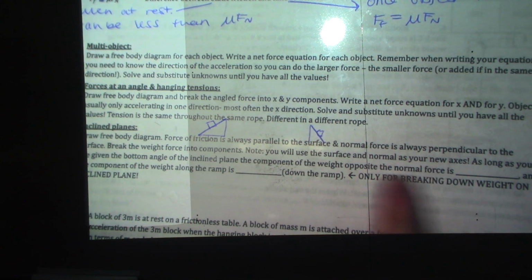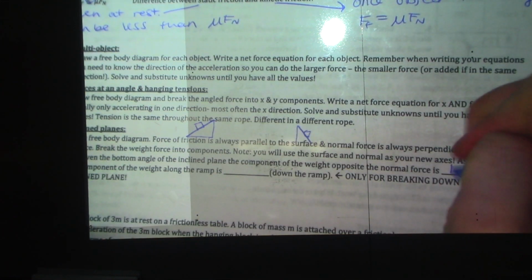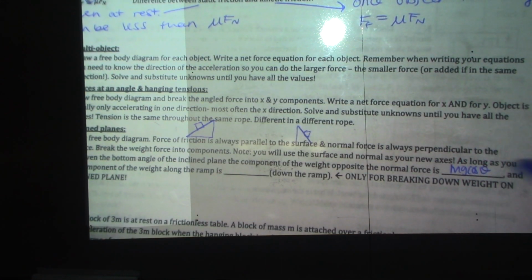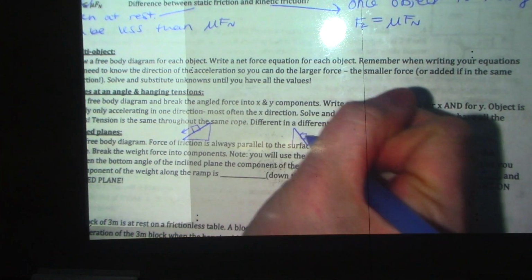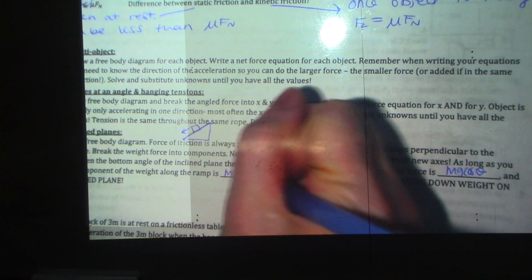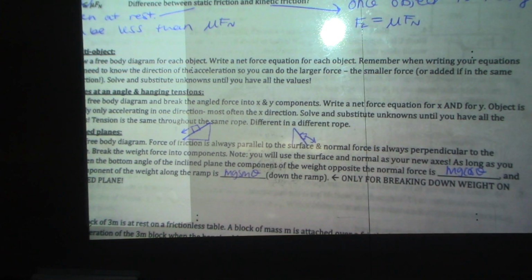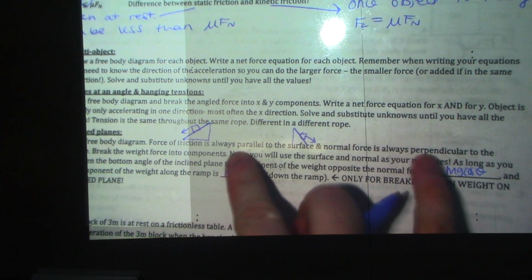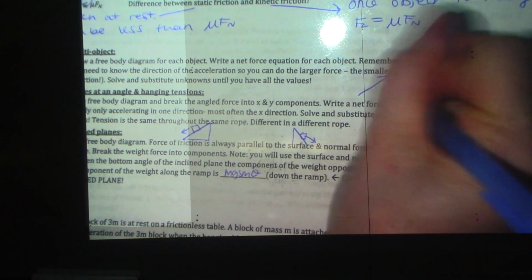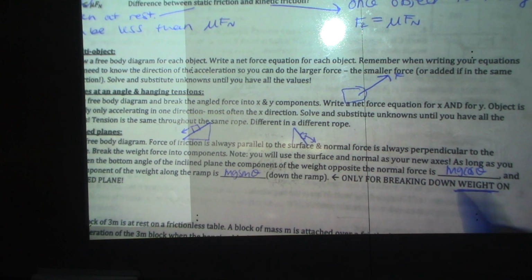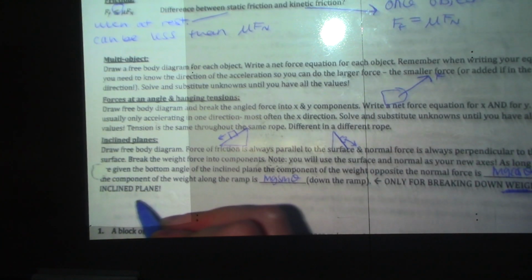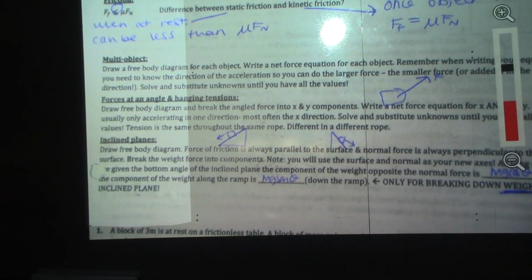The component of the weight that is opposite the normal force will be mg cosine of the angle, and the component of the weight that is down the ramp, whether it's like this or like this, would be mg sine of the angle. Do not try to use this for breaking down a force F. That is not the same thing. This is only for breaking down weight, your mg, for objects on an inclined plane.